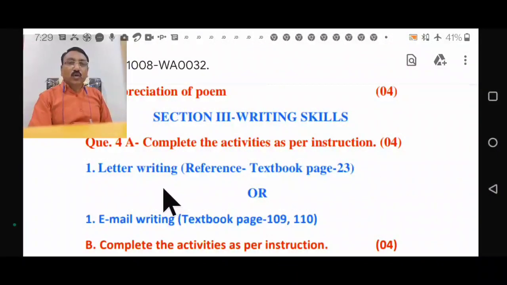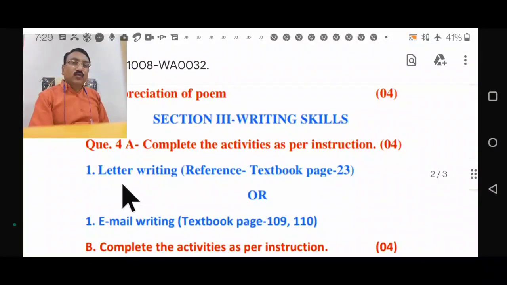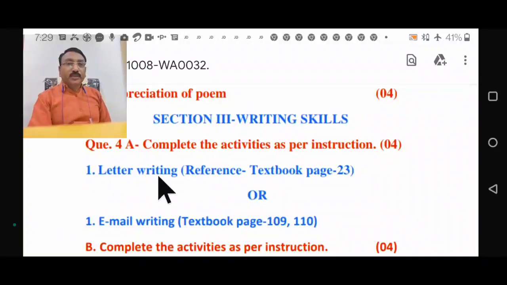You will have 2 options in question number 4A, letter writing and email writing. Let me clarify one significant thing here. The student will have to select one out of these 2 options. Either the students may select letter writing or email writing, isn't it? So only one activity the students are expected to attempt in question number 4A.